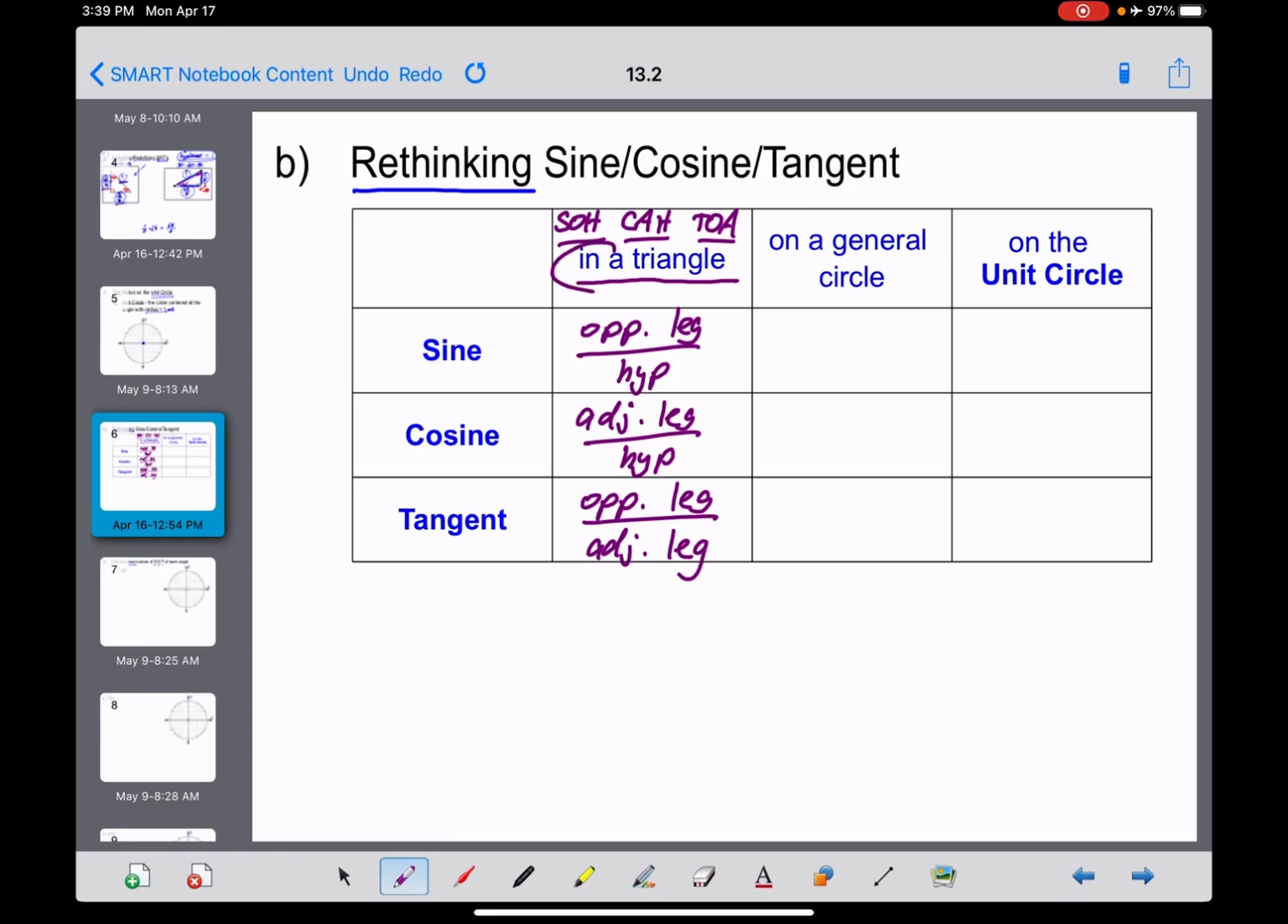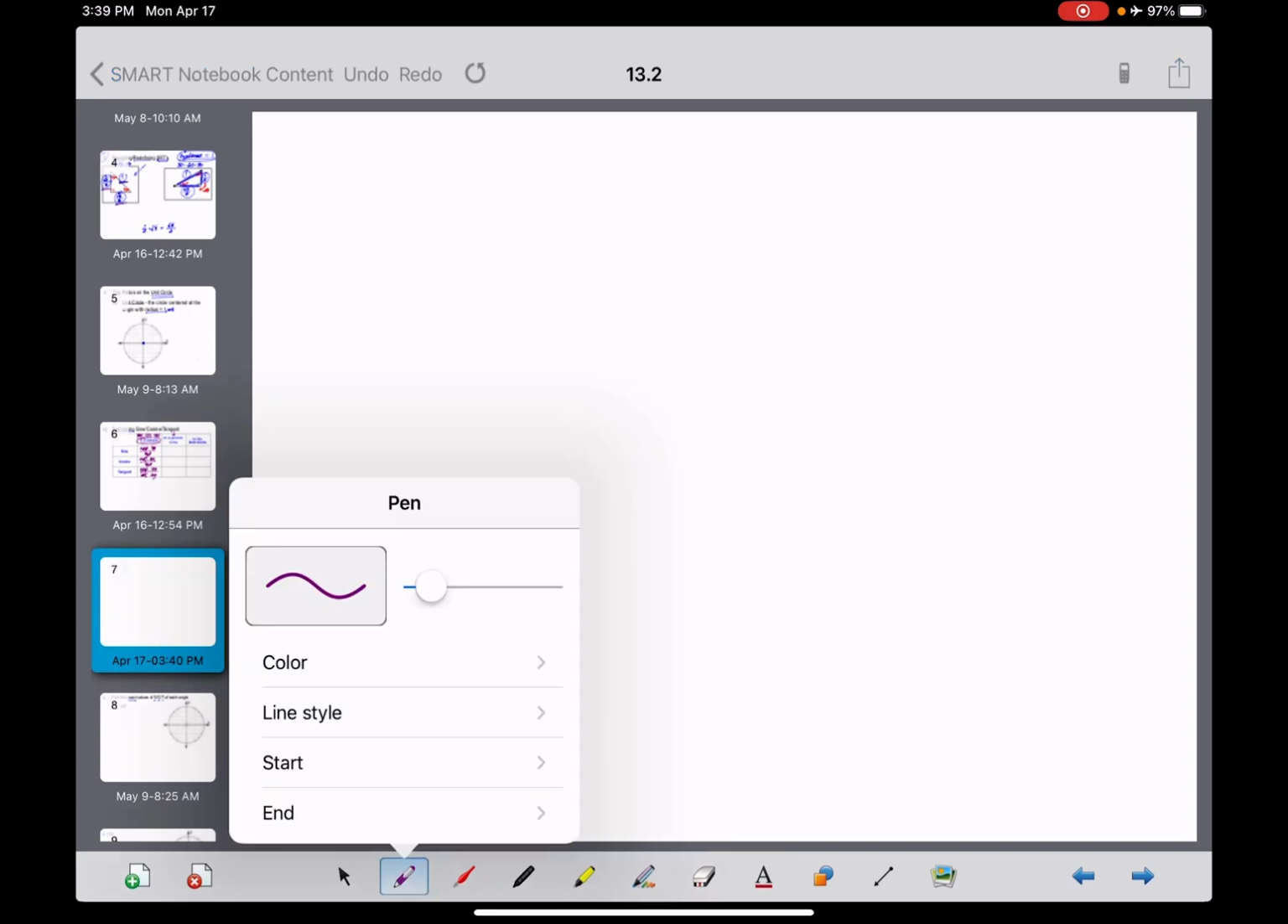So this line of thinking can get you in trouble then, and that's why we want to come up with these two definitions right over here. A new definition of sine and cosine and tangent on a general circle. So let me show you guys what it is that I'm talking about right there.